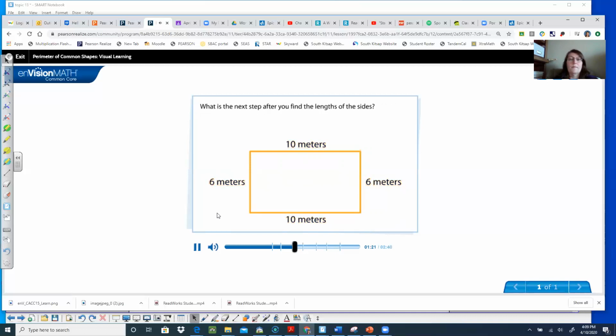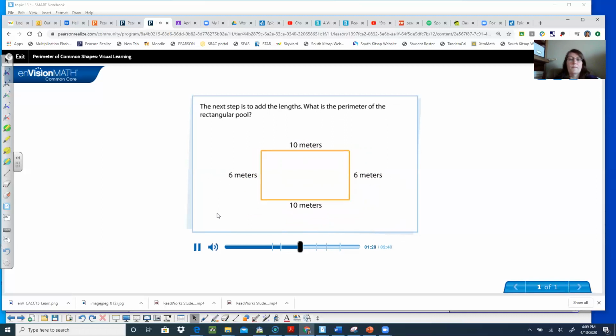What is the next step after you find the lengths of the sides? The next step is to add the lengths. What is the perimeter of the rectangular pool? Okay, so 10 plus 10 is, hopefully you're thinking 20. 6 plus 6 is 12. 20 plus 12 is, let's see if you're right. The perimeter of this swimming pool is 32 meters.